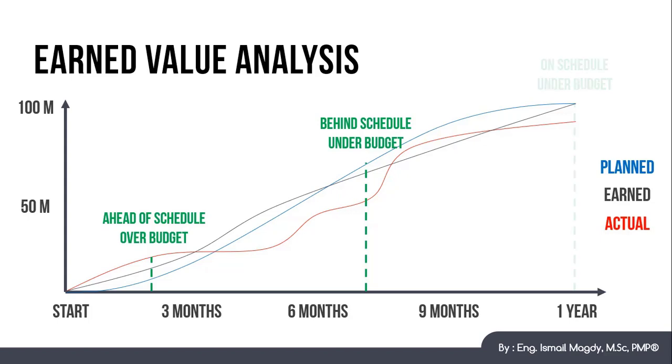And finally, the last point of the project, and here we can see that both earned value and planned value were identical, which means that the project was completed on schedule, and the actual cost was lower than the earned value, so it was under budget. And the difference between the final earned value and the actual cost is the contractor's profit from this project.